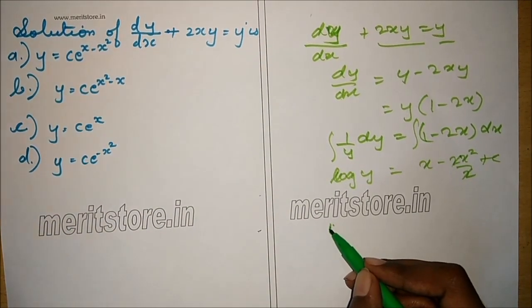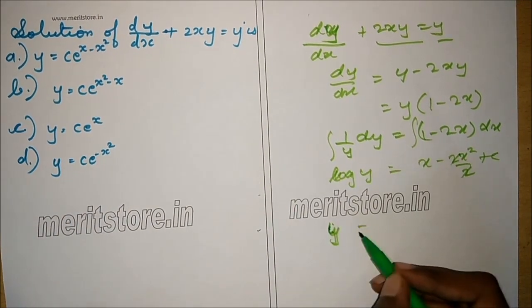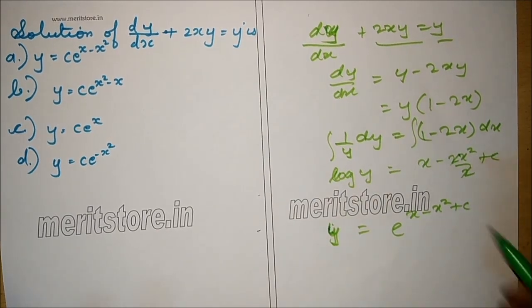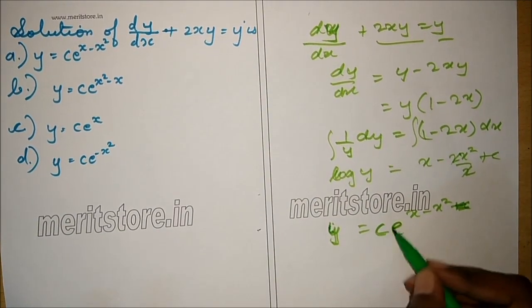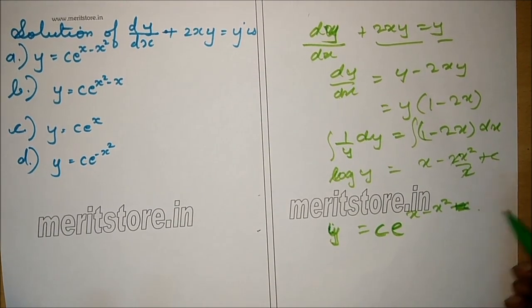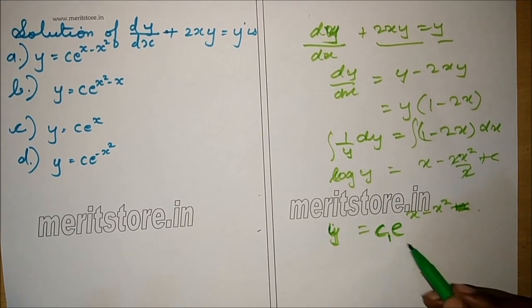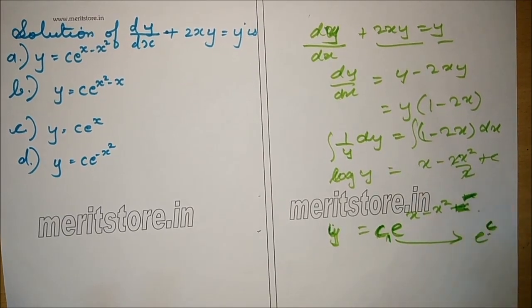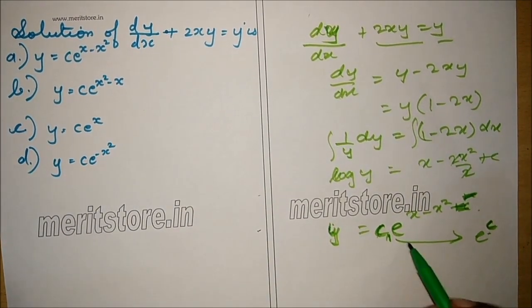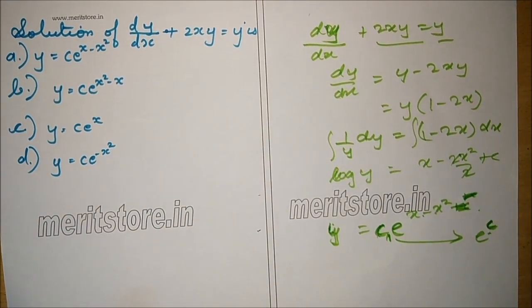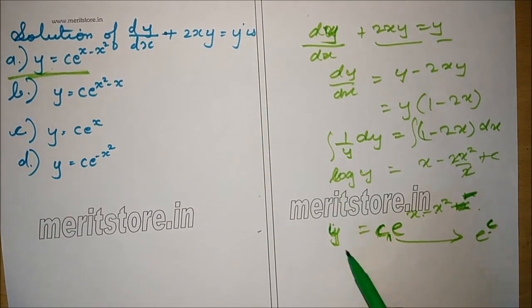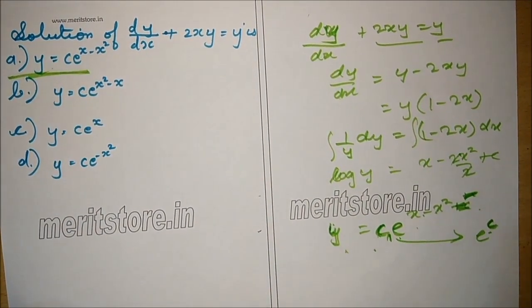So y will be equal to e raised to x minus x square plus c, or rather we can say c1 into, since everything is a constant, assuming c1, where c1 is e raised to c. Since we are adding this, we'll replace this with e raised to c, which is equal to c1. So this is e raised to x minus x square, which is option A. y is equal to c into e raised to x minus x square.